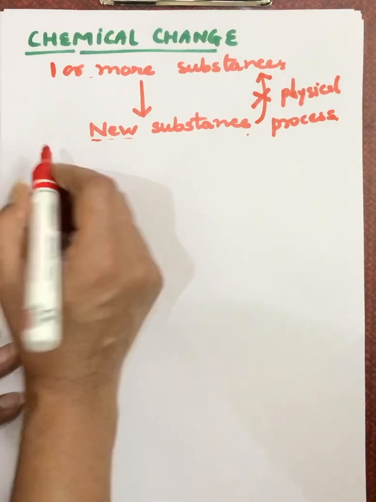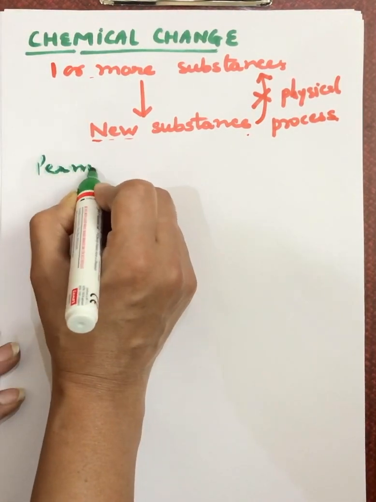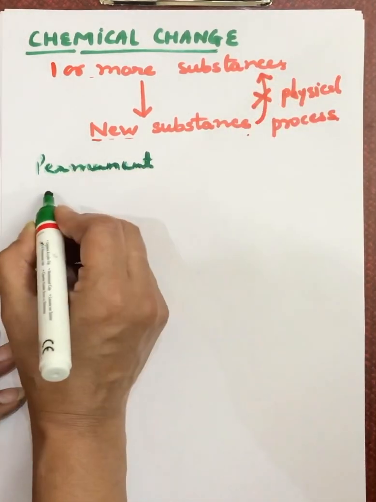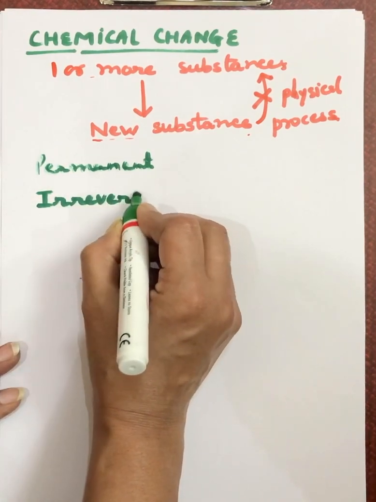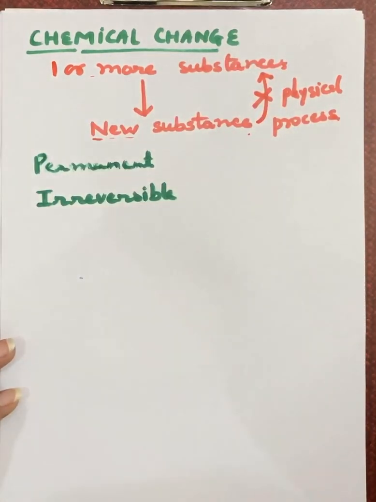And the characteristics of chemical changes are that these are permanent, because we cannot easily change them back to the original form. So these are permanent, or we can say that these are irreversible in nature. We cannot reverse them easily to the original form.